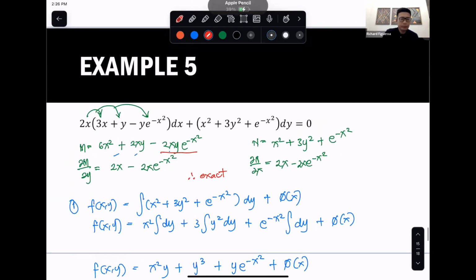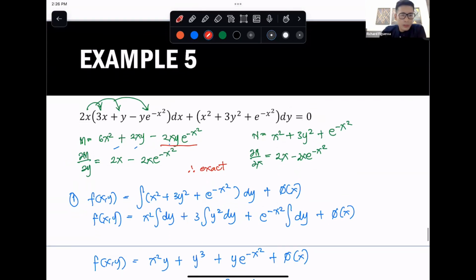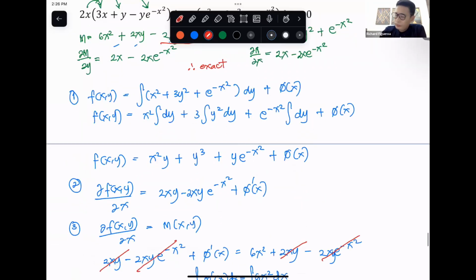Question? Okay, it's 2:26. You still have 30 minutes, so you can start. At least the first part of the activity, which is determining whether the equation is exact or not.